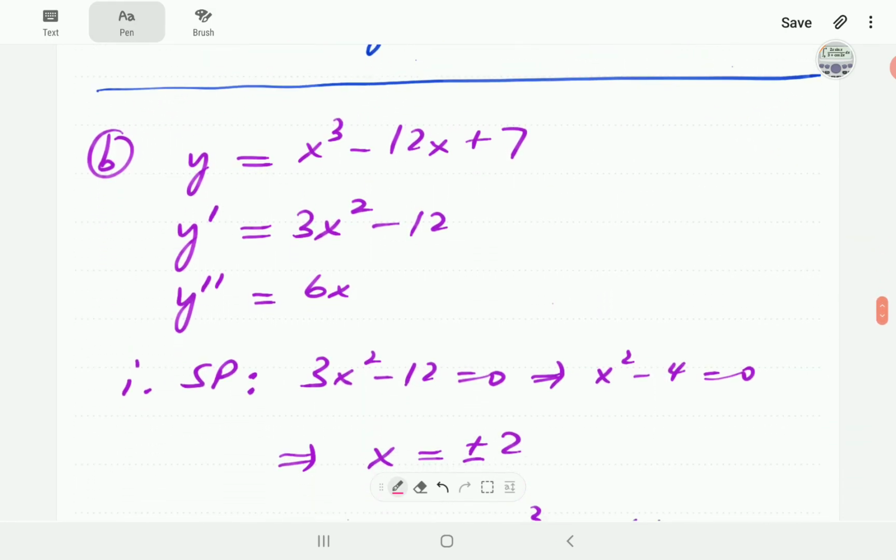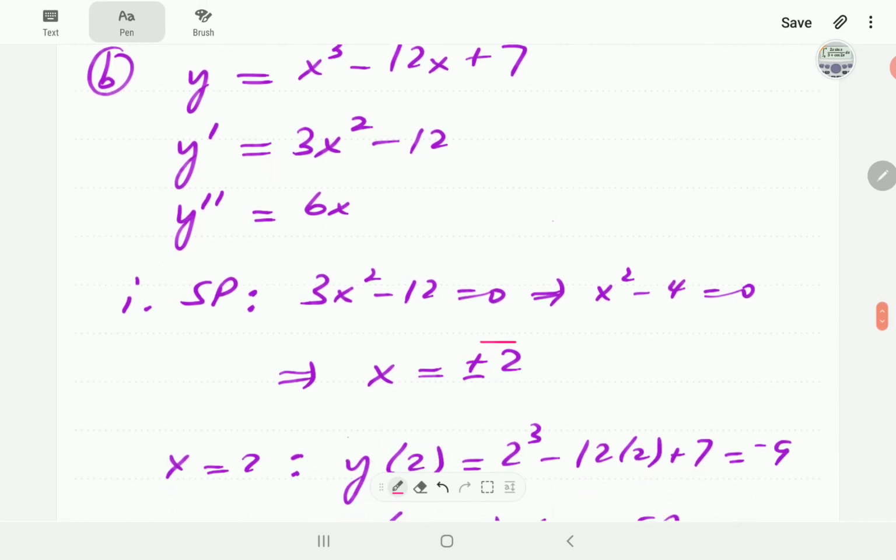So in B we've got x cubed minus 12x plus 7. First order derivative is going to be 3x squared minus 12. Second order derivative is 6x. And so again, for the stationary points, we take the first order derivative and equate it to 0. 3 is common here, so this gives us x squared minus 4 is 0. Solving gives us plus or minus 2. So again, there are two stationary points.